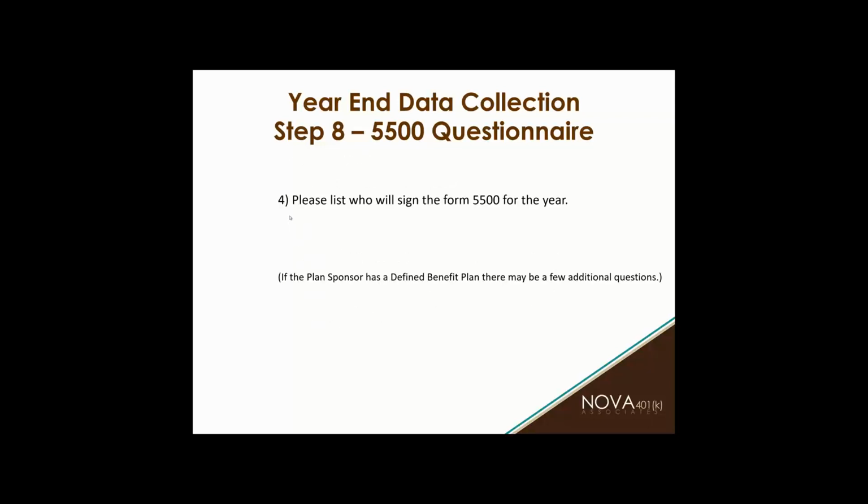And then question 4, who's going to sign the Form 5500? Usually it is one of the owners of the company or the primary contact of the plan will sign that Form 5500 for the year. Okay, so please just put who's going to sign that form so that we know. If you have a defined benefit plan, there might be a few additional questions you might have to answer.